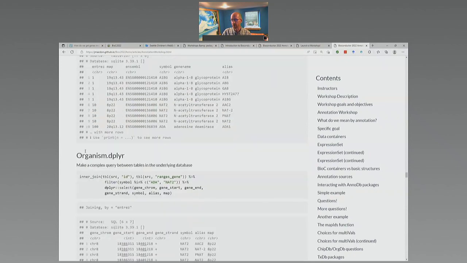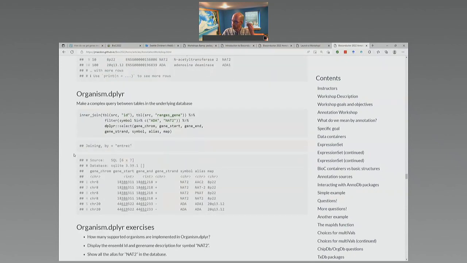Another thing you can do with the organism.dplyr package is make complex queries between tables. The upside of this is you can do complex queries. The downside is complex queries are complex.